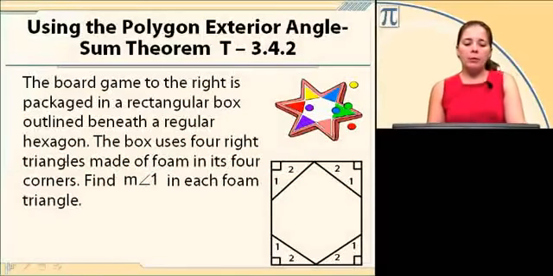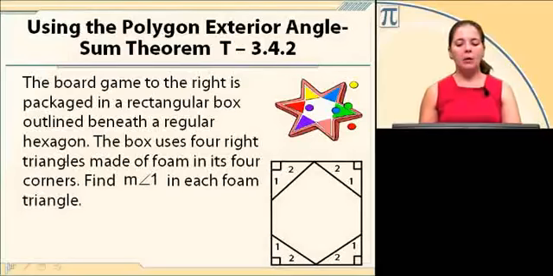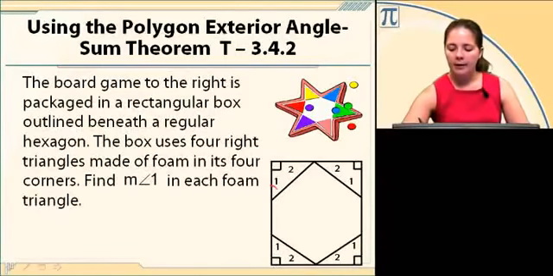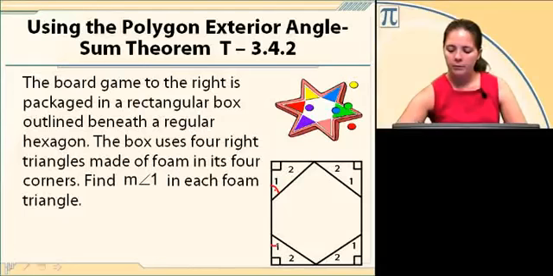Okay. The board game to the right is packaged in a rectangular box outlined beneath a regular hexagon. The box uses 4 right triangles made of foam in its 4 corners. Find the measure of angle 1 in each foam triangle. So I want to find the measure of these angles, and they're all congruent.